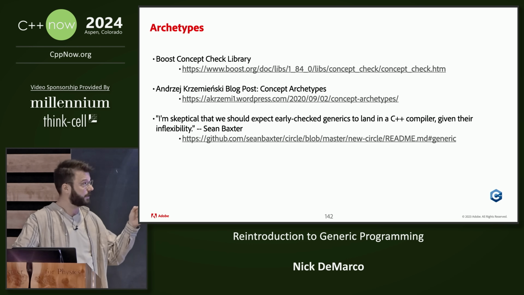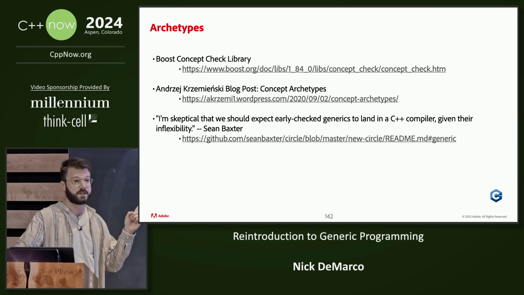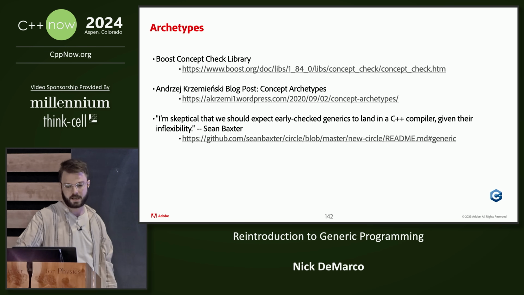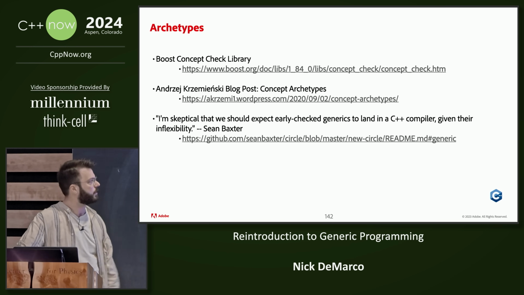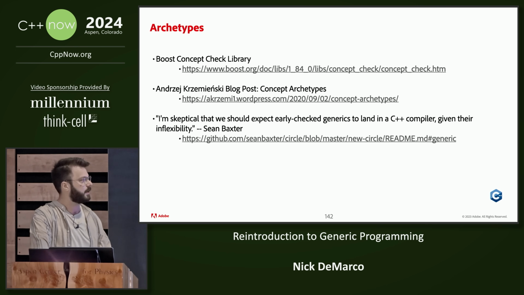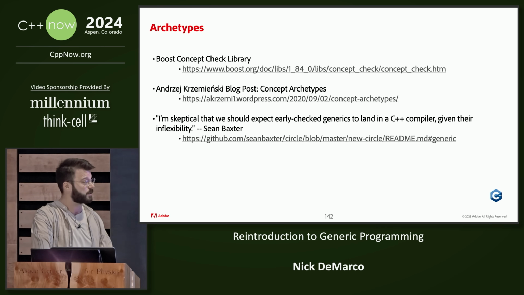Sean Baxter, here in this link, is waving the white flag on implementing it in Circle. He tried, as I understand it, for months, and wrote a lot of very thoughtful posts on GitHub Gist and Reddit and whatnot, and basically came down to the conclusion that the C++0x generics spec was in some way erroneous, that it needed to be refined in some way. And I think what's his quote? I'm skeptical that we should expect early checked generics to land in a C++ compiler, given their inflexibility. I assume he means that the generics are inflexible and not the compilers. But either way, it's not going to land.